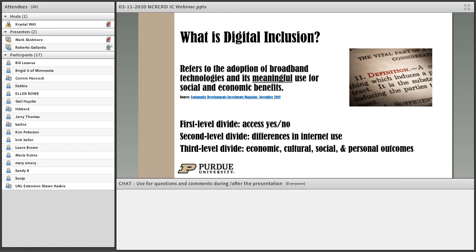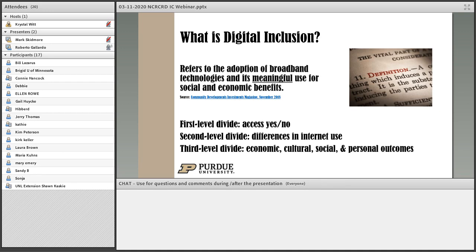And then the third one is, do these differences in use lead to different economic, cultural, social, and personal outcomes? In fact, there is a researcher from Europe that just coined digital capital, and I think that could be one more capital to add to the community capital frameworks, if you're familiar with them. Digital capital is the ability to really translate online benefits into offline benefits and all that it entails. But that's where we are right now.